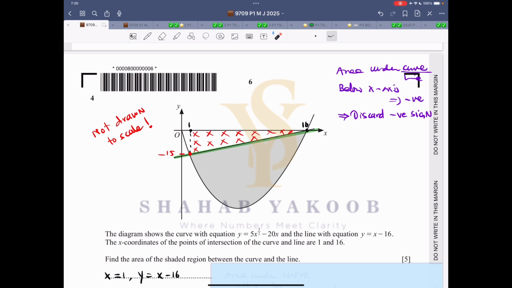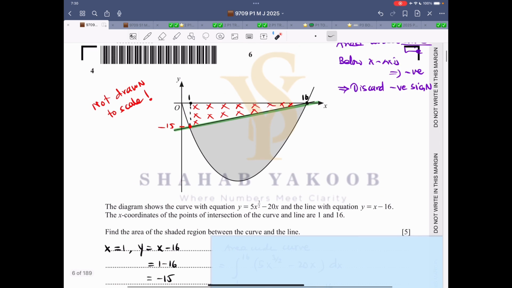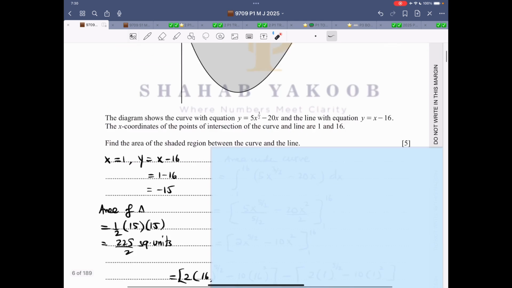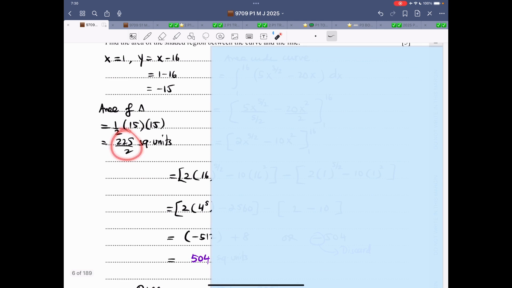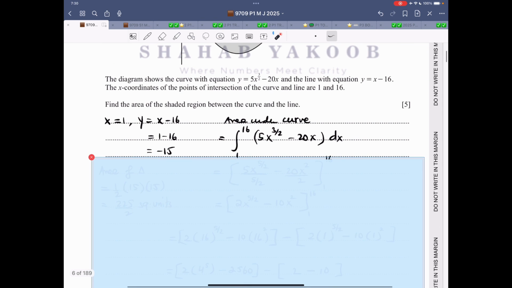That is for sure. Now, for the area of the triangle, just take the absolute value, that is 15. This is also 15. So half into 15 into 15, that's 225 over 2 square units. That's the first thing. The second thing is the area under the curve.